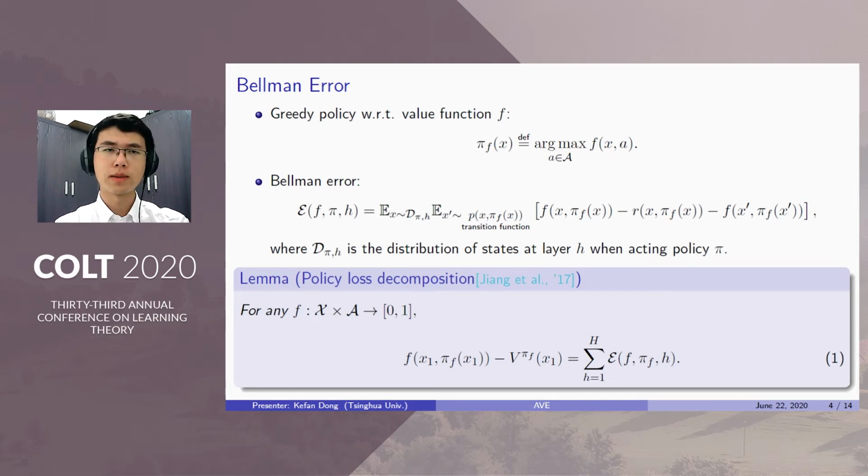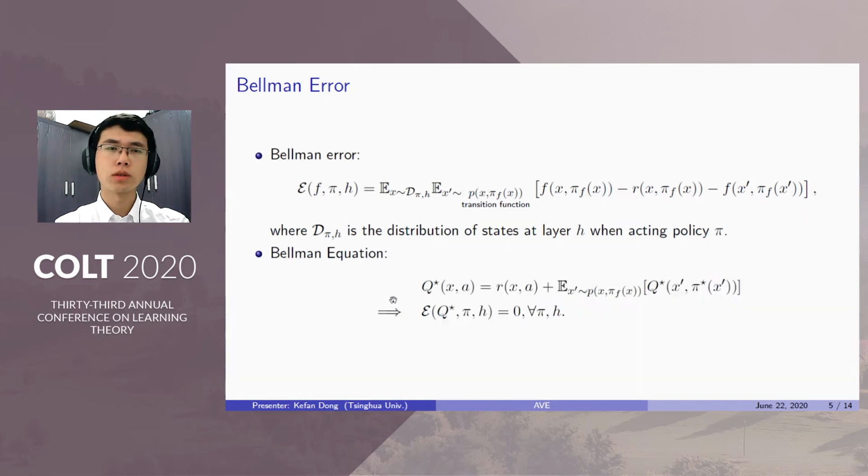Look at the definition of Bellman error. If we take the summation from layer 1 to layer h, then the first term and the last term will cancel out. So we have the following policy loss decomposition lemma. The difference between function value and the total reward of this greedy policy equals the summation of Bellman errors. So Bellman error serves as a link between function value, which is known to the algorithm, and the total reward, which is something that the algorithm wants to know.